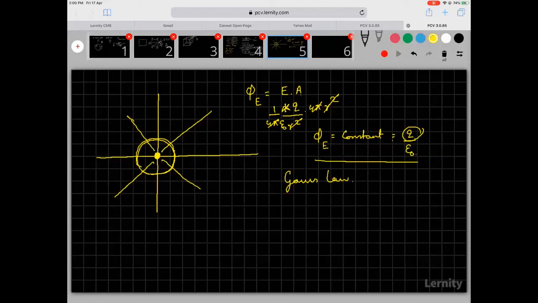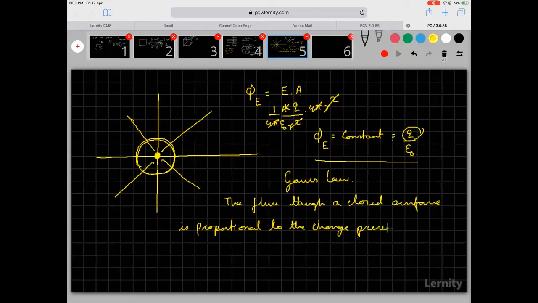According to Gauss' law, the flux through a closed surface is proportional to the charge present inside it, and equals Q by epsilon naught. The flux through a closed surface is equal to Q by epsilon naught.